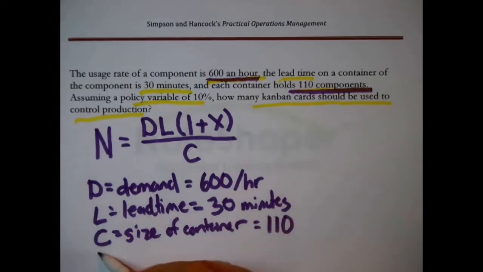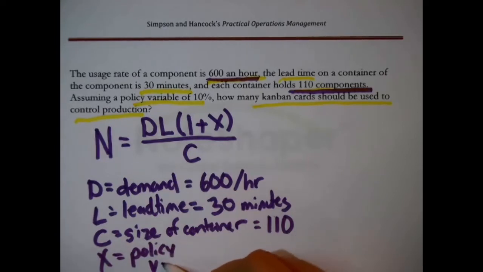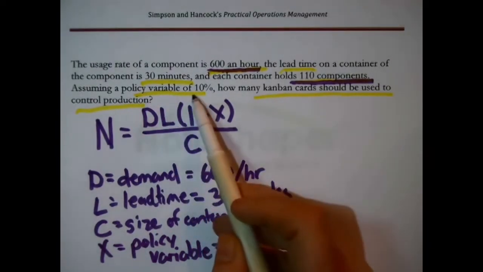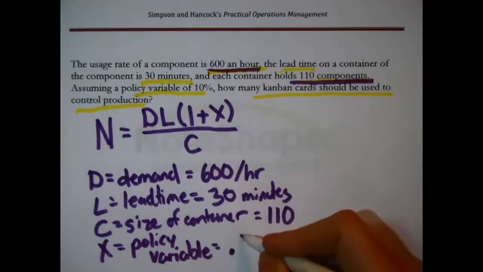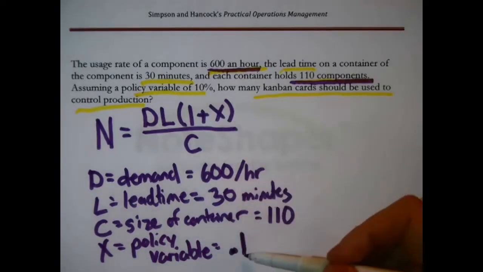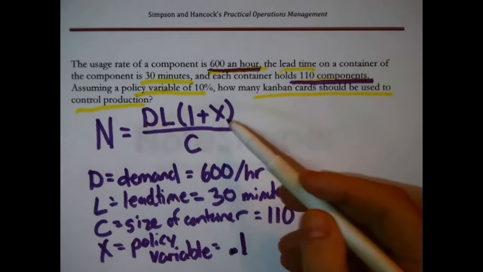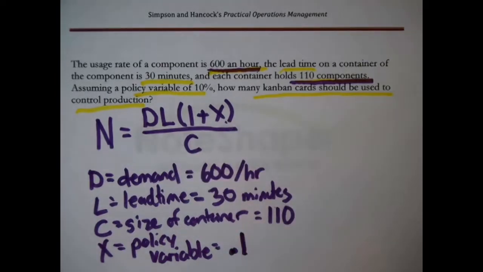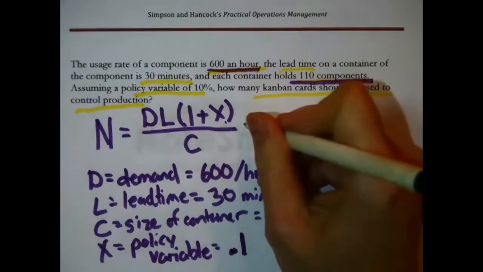And X is a policy variable. It's determined by the company that's going to use this Kanban loop, and that was reported here as 10% or 0.1. Very often it's discussed as a percent. You want to use the decimal equivalent to put it in the formula. All right, we have everything that we need for the formula. So we start to fill out the formula.